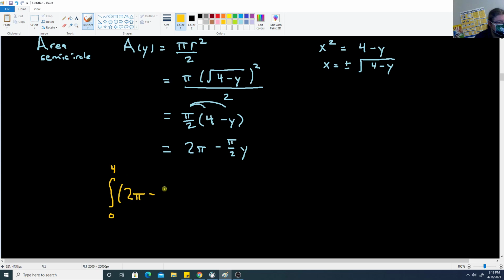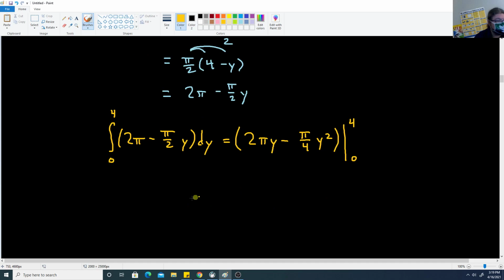of 2 pi minus pi over 2 y dy. This is set up to integrate. We would get 2 pi y minus, y goes to 1/2 y squared, and there's a pi over 2 in front of it, so it would be minus pi over 4 y squared, because pi over 2 times 1/2 is pi over 4. The whole thing is evaluated from 0 up to 4. We will substitute in. Using the fundamental theorem of calculus part 1, we get 2 pi times 4 minus pi over 4 times 4 squared.